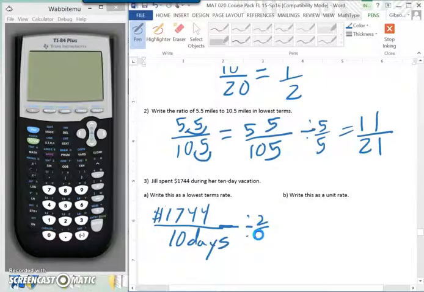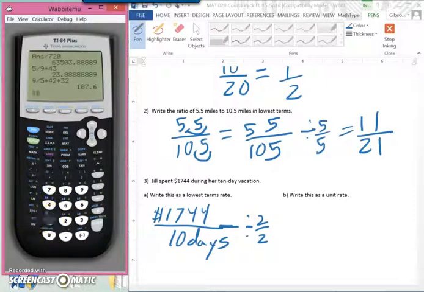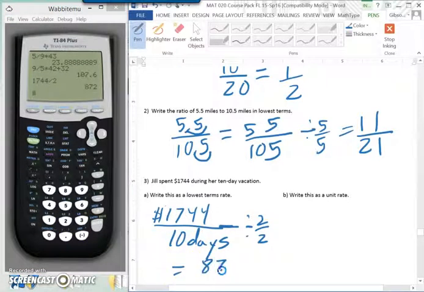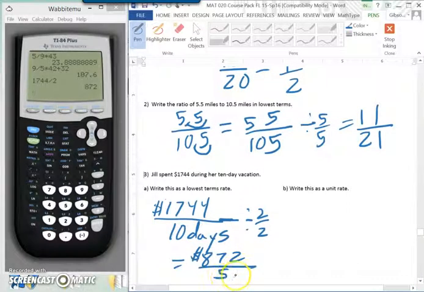So we would need to divide both by 2. So if we divide both of these by 2, you can use your calculator for this. You could take 1,744 divided by 2. And that will give you your numerator, which is 872. And 10 divided by 2 is 5. So it would be $872 divided over 5 days. And this is the lowest term rate.